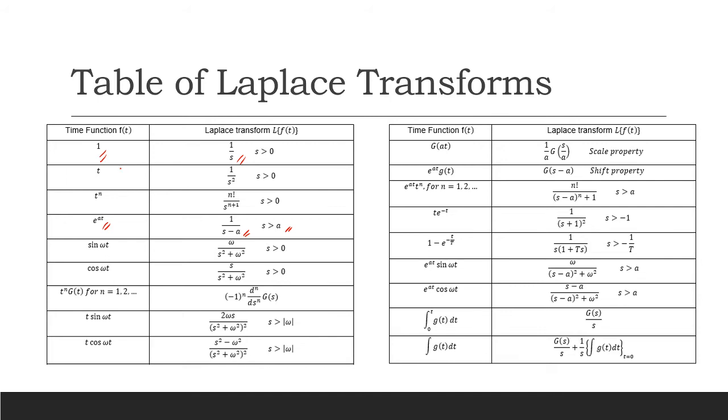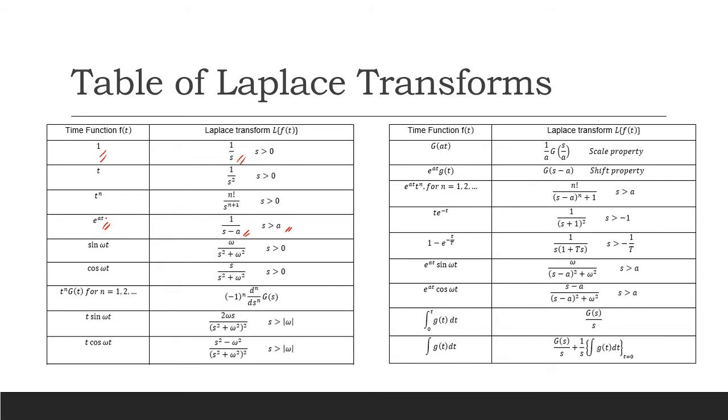So, yan. We also have for t raised to n, so we have n factorial over s raised to n plus 1. Nakalagay din naman yung condition or yung range at which they are applicable. So, meron din tayo for cosine and sine. Ito siya. We also have for combination or product.